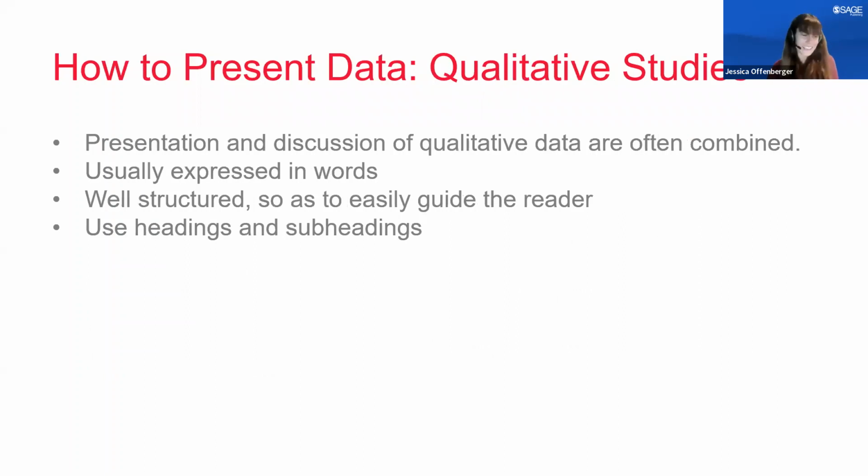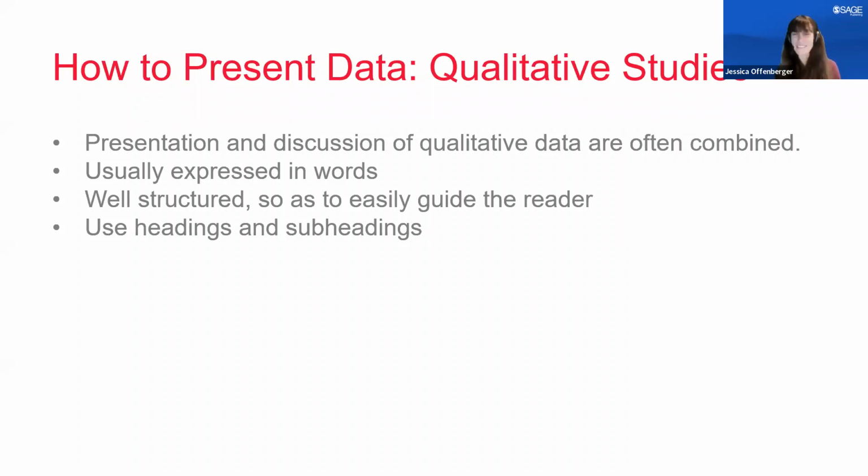For qualitative studies, this is more where the presentation and discussion of qualitative data are often combined and usually expressed in words. So you want to make sure that it's well structured to easily guide the reader, and you'll want to use clear headings and subheadings. It's difficult to present qualitative data neatly in tables and figures. So this is why it's often expressed in words.